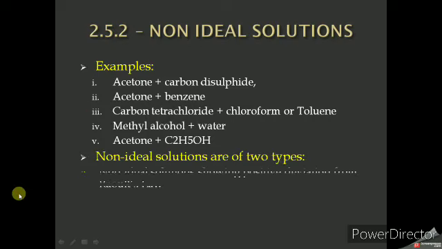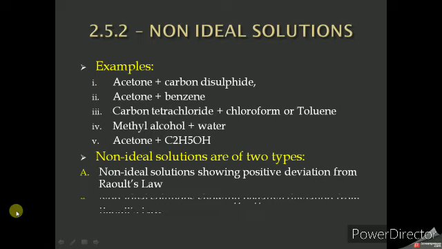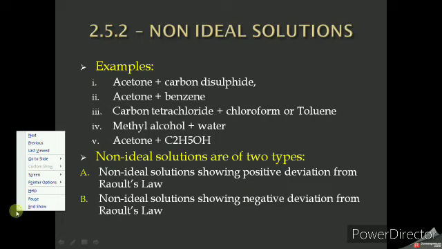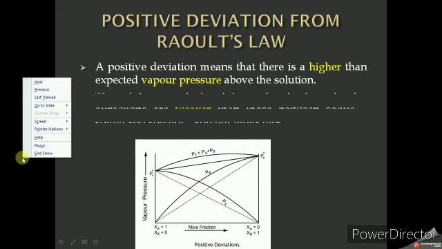So non-ideal solutions are of two types. First, non-ideal solution showing positive deviation from Raoult's law, and the other one is non-ideal solution showing negative deviation from Raoult's law. So let us discuss the positive deviation from Raoult's law. A positive deviation means that there is higher than expected vapor pressure above the solution.